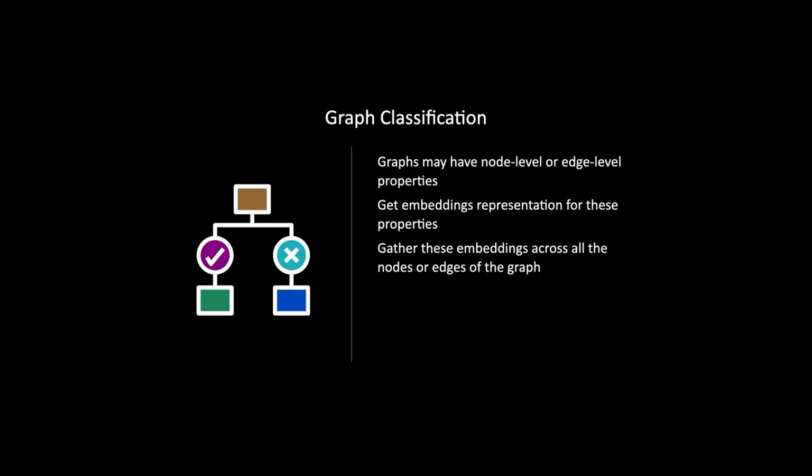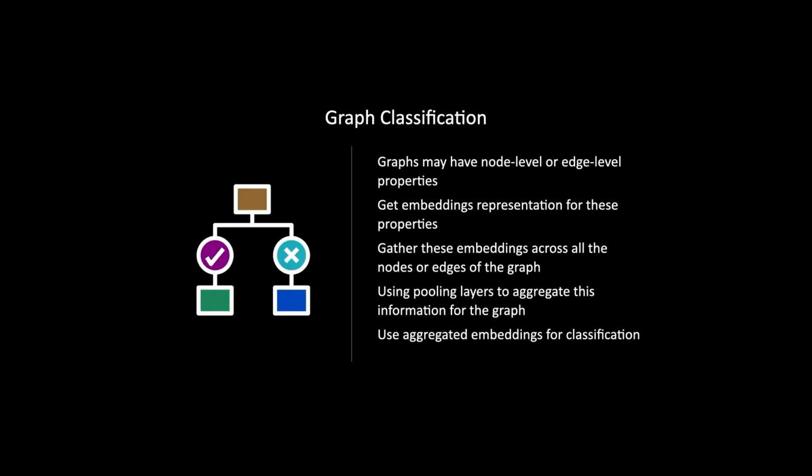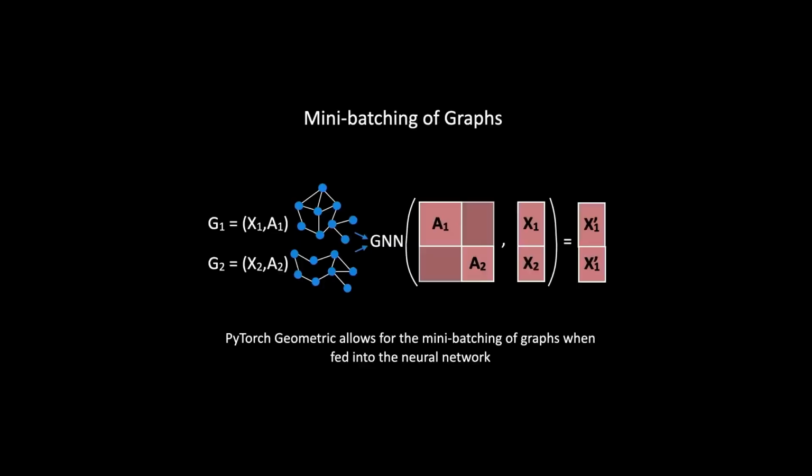Now we want a single embedding representation for the entire graph. And the way you obtain that is by gathering these embeddings across all nodes or edges of the graph, and then using pooling layers to aggregate this information for the graph. Pooling layers perform some kind of aggregation operation. It can be summing, averaging, or any other, but aggregating across all of the embedding representations of the individual components of the graph will give you one embedding representation for the graph as a whole. And it's these aggregated embeddings that you'll use for classification.